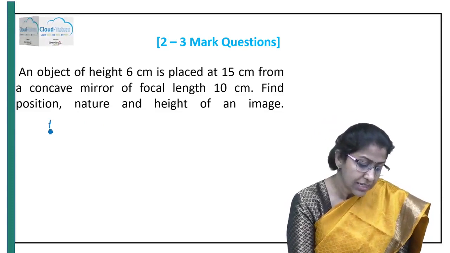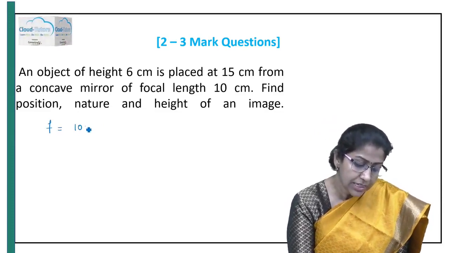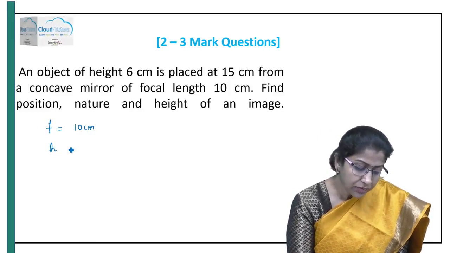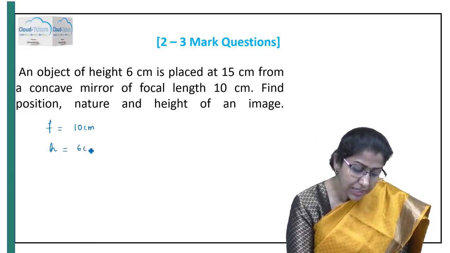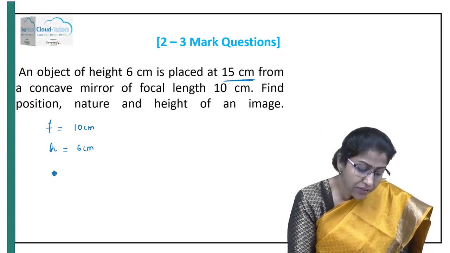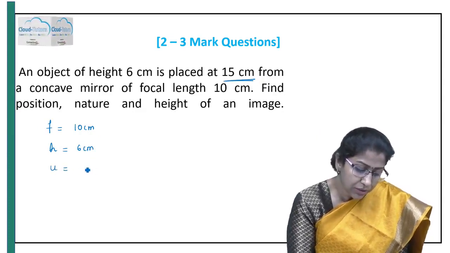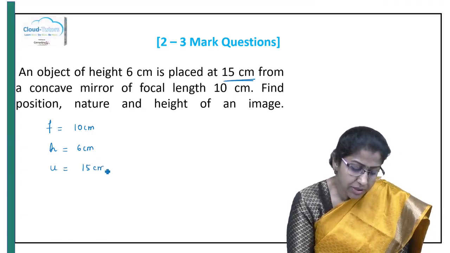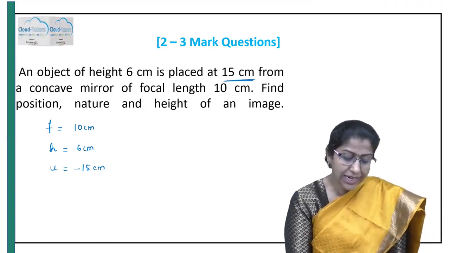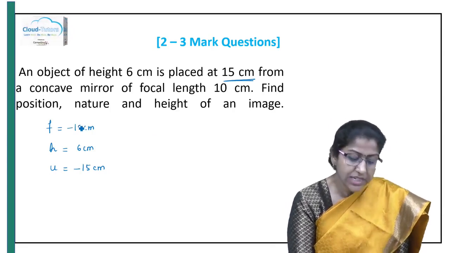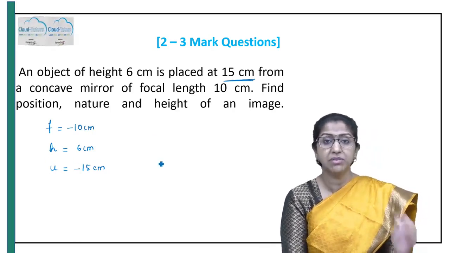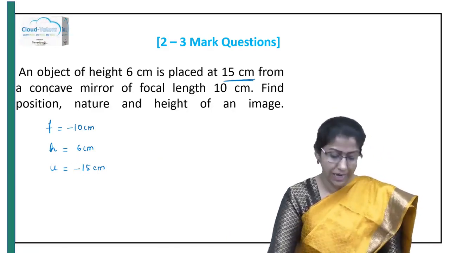So first thing is focal length of the mirror, it is 10 centimeters, and height of the object, it is 6 centimeters. Where is it placed? It is placed at a distance of 15 centimeters. U is equal to 15 centimeters. As per the sign conventions, the object distance is always negative, focal length is always negative for a concave mirror, and height of the object is always positive because it is above the principal axis.